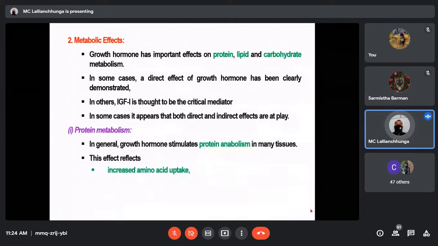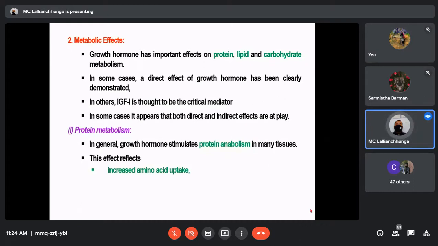This effect reflects increased amino acid uptake. If there is increased amino acid uptake by the cells, those amino acids are available for protein synthesis, so increased amino acid uptake is important for protein synthesis. Then at the level of the gene, as I told you, there will be increased protein synthesis. Translation will be there, which is mediated, again, by IGF-1. And there is also decreased oxidation of proteins. IGF-1 is protecting the protein, so breakdown of protein is also prevented.